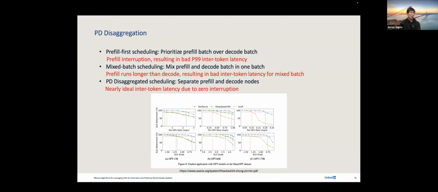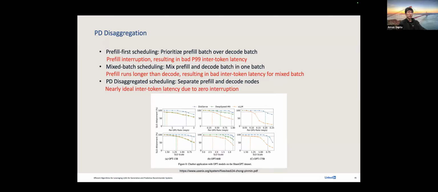Another approach is mixed batch scheduling, which tries to mix prefill and decode tokens within the same batch to optimize GPU utilization. However, prefill tasks usually take much longer than decode steps. As a result, decodes are still delayed, leading to bad inter-token latencies even within mixed batches. To address these problems, the idea is PD disaggregation scheduling. Instead of mixing or prioritizing prefill or decode within the same resource pool, we separate prefill and decode workloads onto different nodes or clusters.